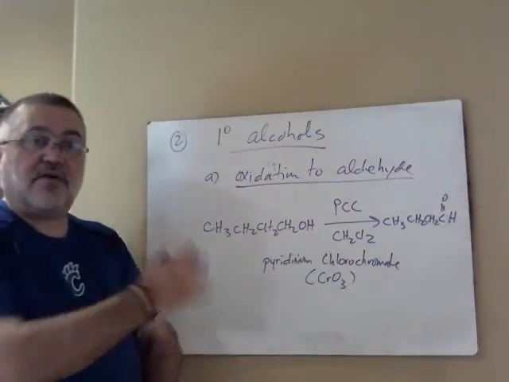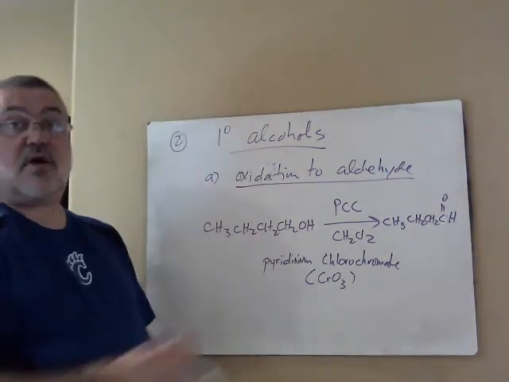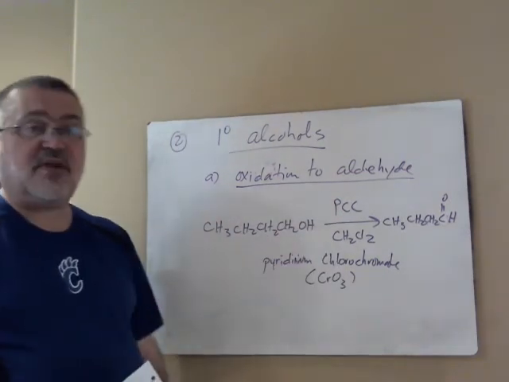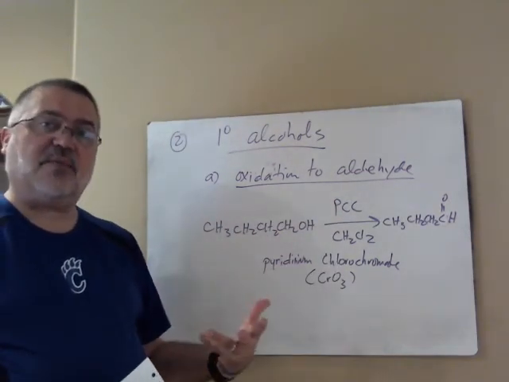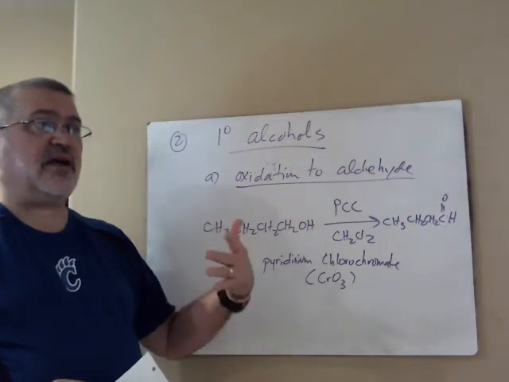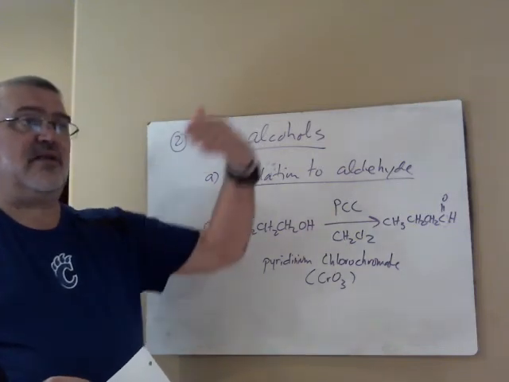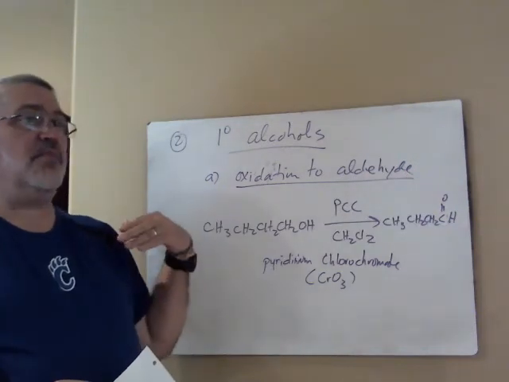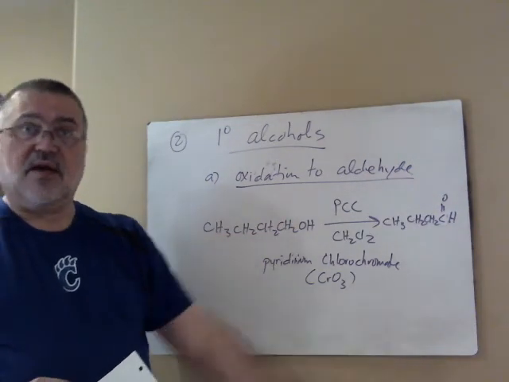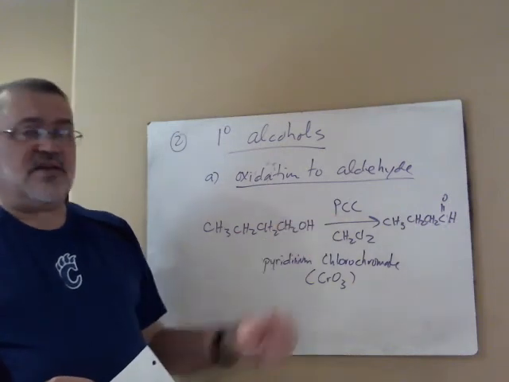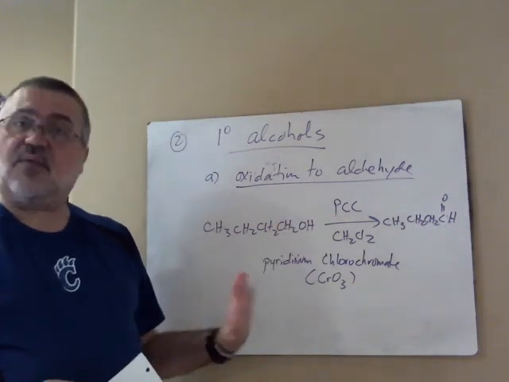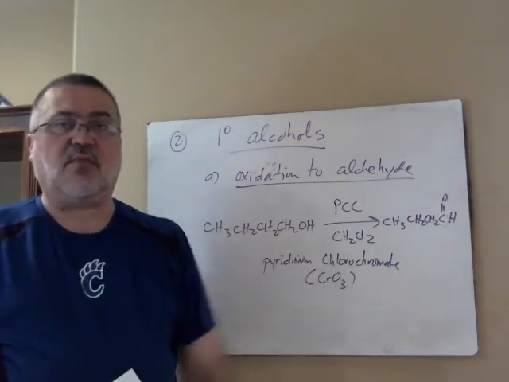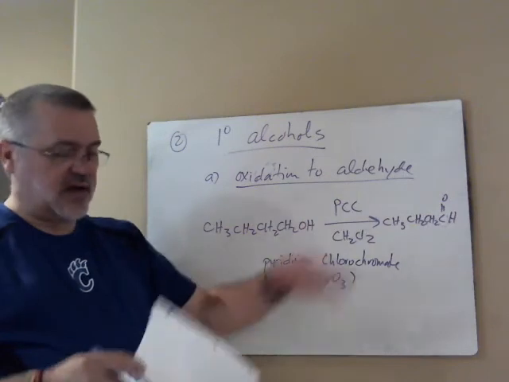Okay, so it doesn't oxidize all the way up to carboxylic acid. And so why do you think we would need something like PCC? Because it turns out chromium trioxide would oxidize all the way to the carboxylic acid, and so would potassium permanganate. So we need an oxidizing agent that is not reactive enough to oxidize this all the way to the carboxylic acid. So it's a partial oxidation.